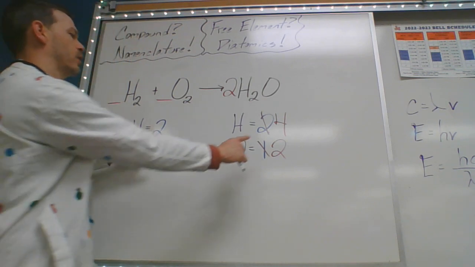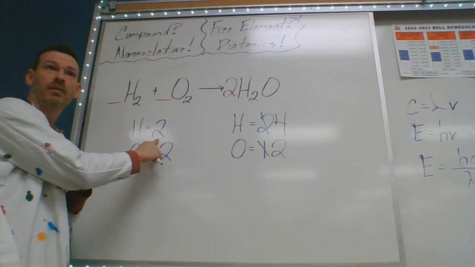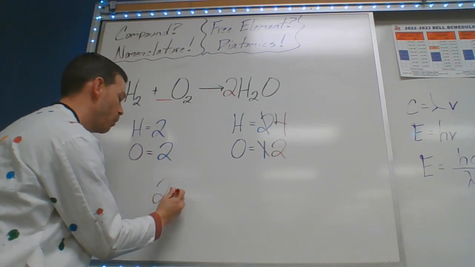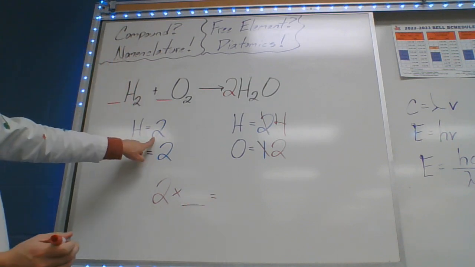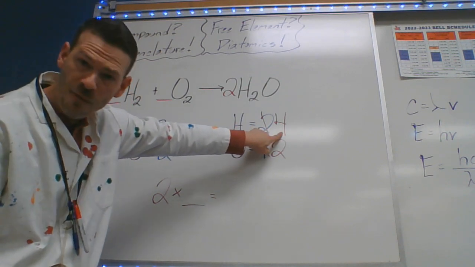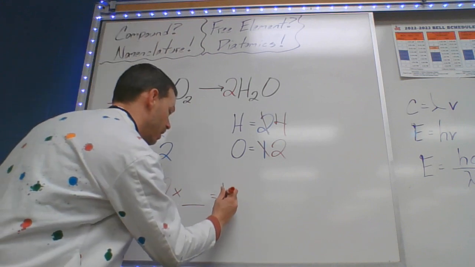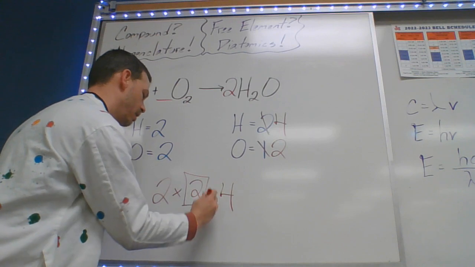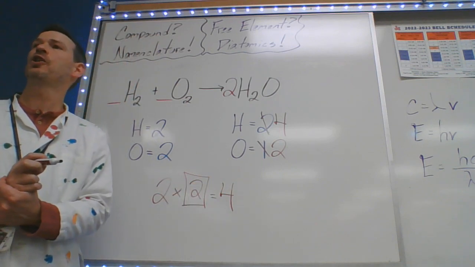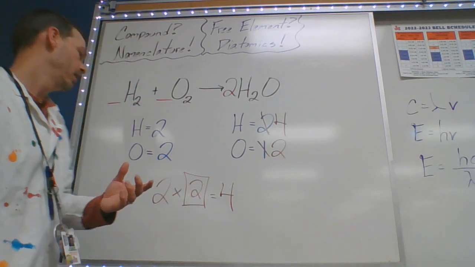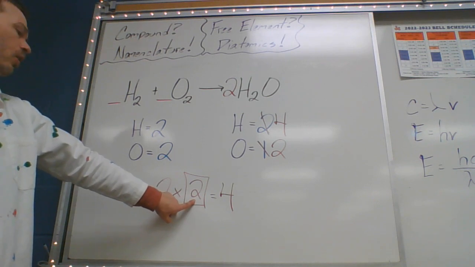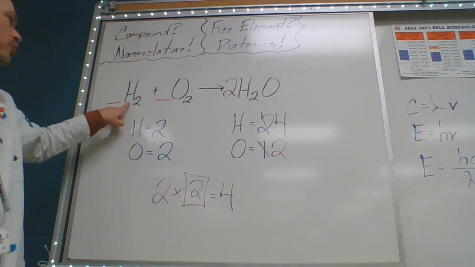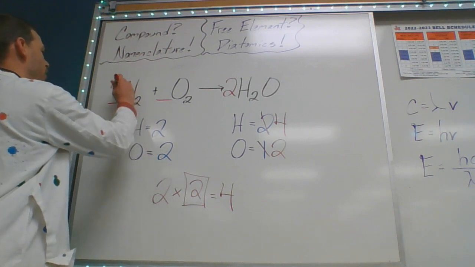I always focus on the smaller number. It's a 2, but I don't want it to be a 2. I want to multiply it by something to make it become a 4, like the other side. 2 times what is 4? There's the coefficient that'll fix the problem. I want this 2 to affect the reactant hydrogen. The reactant hydrogen is that hydrogen. So put the 2 there.